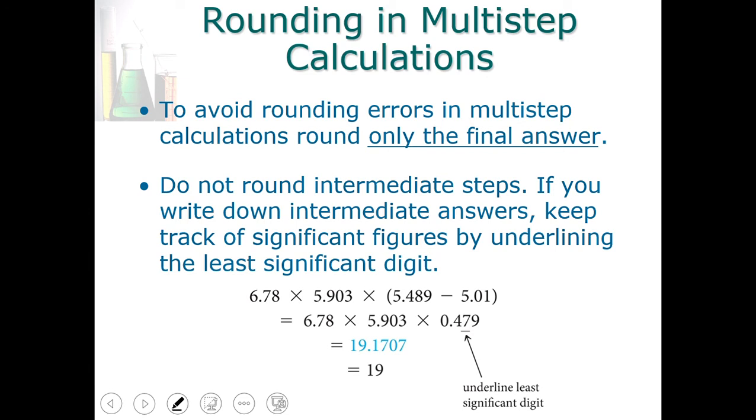Now, remember, if I had done just that operation, because the 5.01 only had 2 decimals, that 0.479 should have been rounded at the second decimal place. So technically, it would be rounded to 0.48. But I'm not going to do that right now. I'm going to keep the number in my calculator so I can then multiply times 5.903 times 6.78. But bear in mind that as that number goes into that multiplication, it's supposed to bring only 2 sig figs. That means that this result that I get here can only be expressed to 2 sig figs, and therefore we're going to round it to 19.